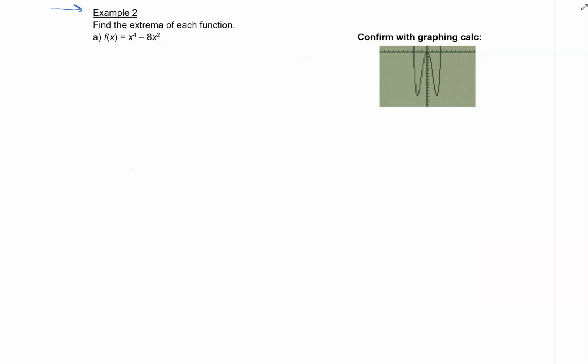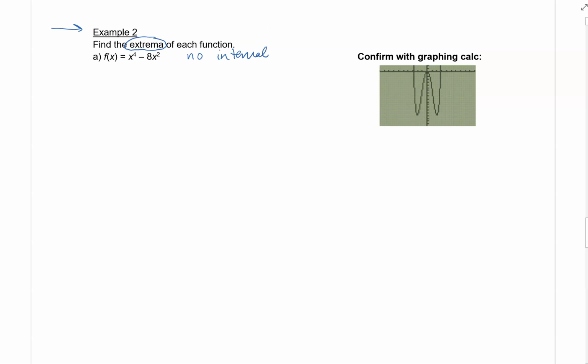So in example 2, we're being asked to find the extrema of this function. So this has no interval. So we're looking for the absolute max and mins and relative max and mins over the whole real number line for this function. So I'll start by first finding the derivative. And I just need to use a couple power rules. 4x cubed minus 16x. So that's the derivative, and then I need to figure out when that is equal to 0.